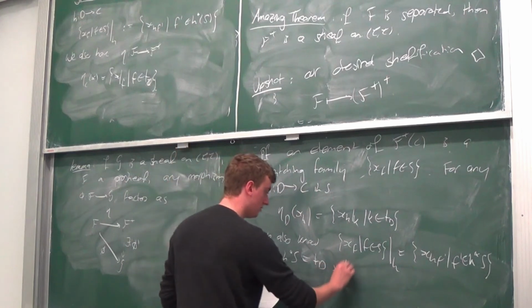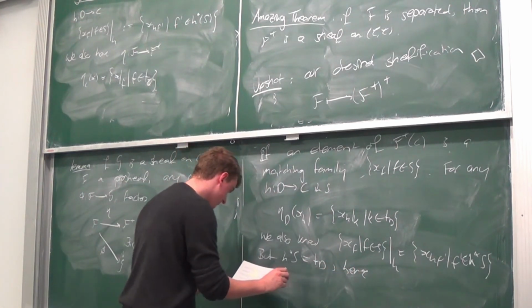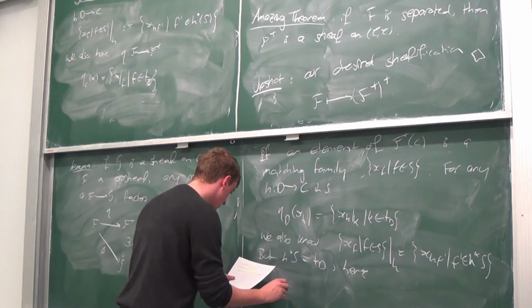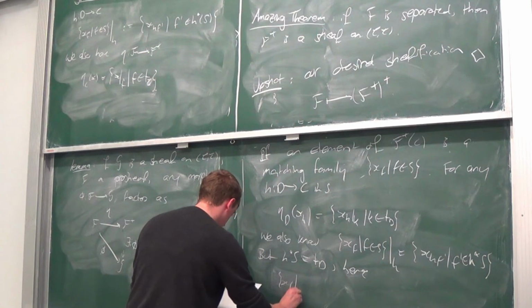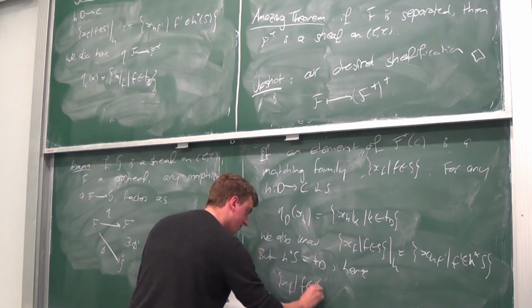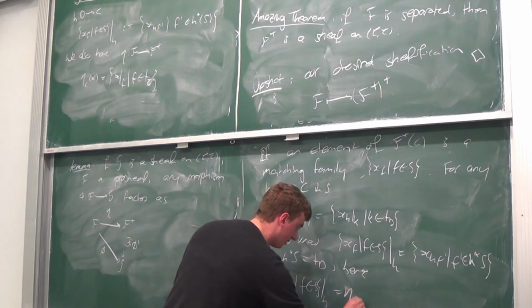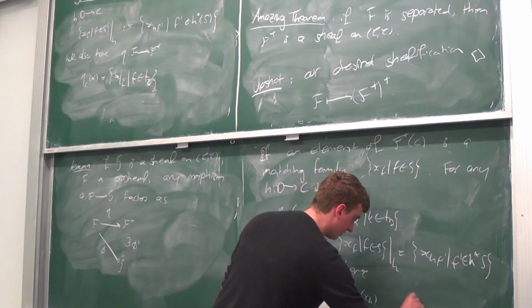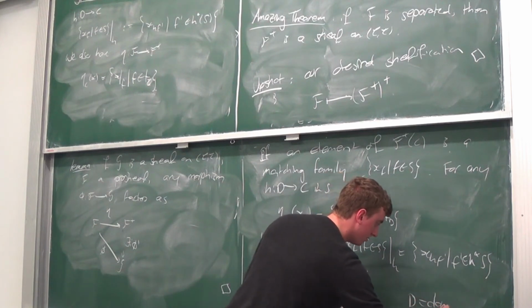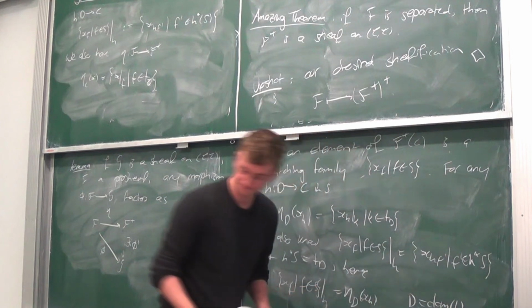So we know that x_f, f in S, restricted along h is just going to be eta_D of x_h, where D is the domain.